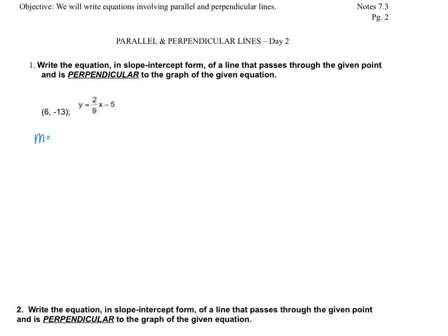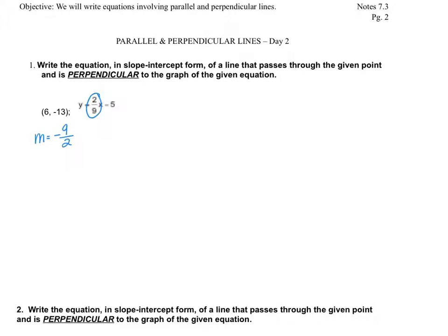Okay, what that means is I'm going to take the slope they gave us, which is 2 over 9, since this is in slope-intercept form. And from here, I'm first going to flip it. Instead of 2 over 9, I end up with 9 over 2. And since this slope is positive, I'm going to take the opposite slope, which is negative. So I end up with a perpendicular slope of negative 9 over 2.